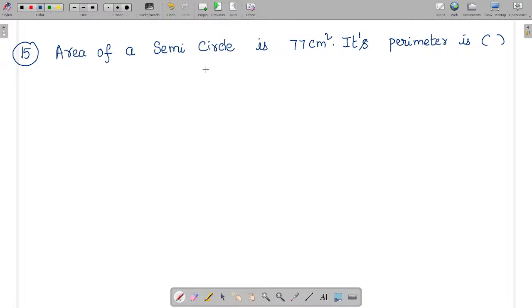Okay, let us move to this question now. A 35 centimeters, B 44 centimeters, C is 42 centimeters, D 36 centimeters.